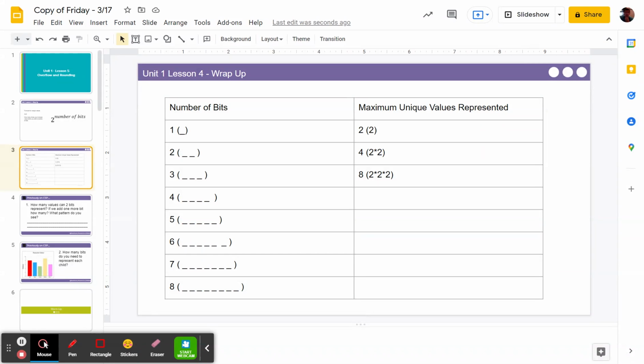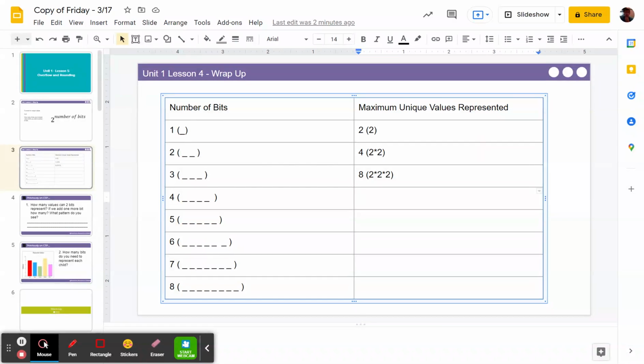As a reminder, when we have 1 bit, 2 to the 1 is 2. 2 bits, 2 to the 2 is 4. 3 bits, 2 to the 3 is 8. This would be 2 to the 4, or 16, 2 times 2 times 2 times 2, and so on. If you notice, they're going to double every time.